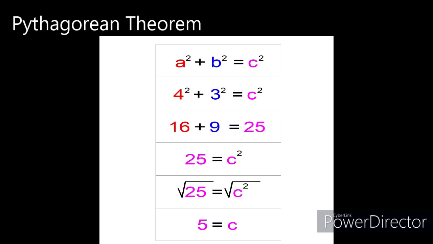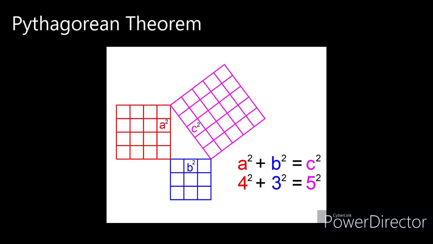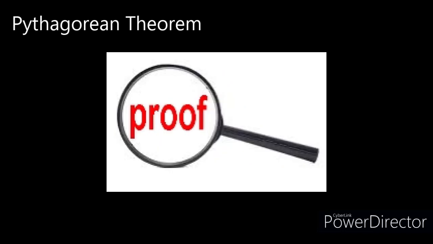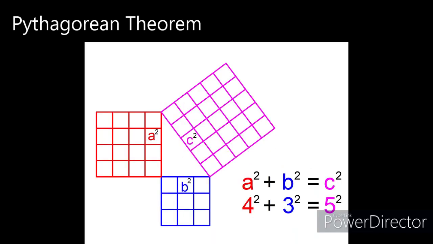So replacing the Pythagorean theorem with the values we used, it goes like this. 4 squared plus 3 squared equals 5 squared. And graphically, with these values, the Pythagorean theorem looks like this. With this example, let's go about proving that the Pythagorean theorem is true. Remember, with theorems, there needs to be proof. So we have a triangle with the sides being 3, 4, and 5 units long.